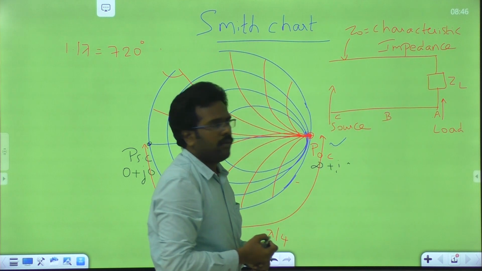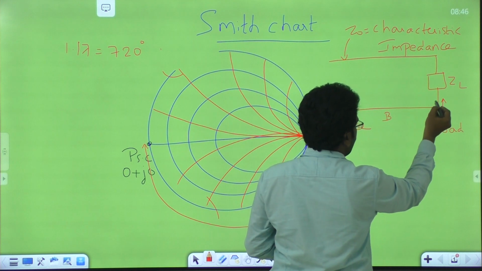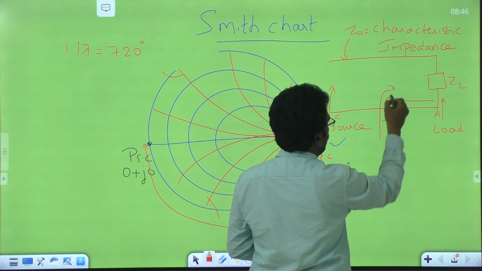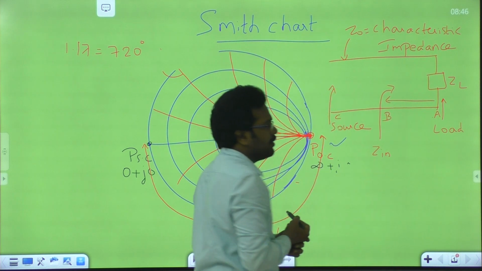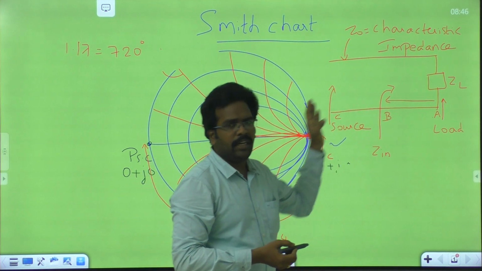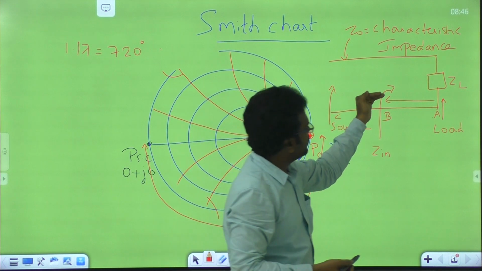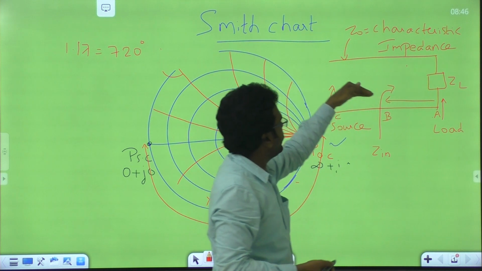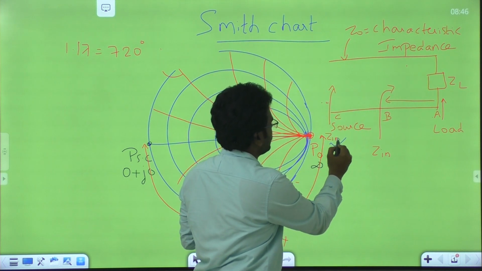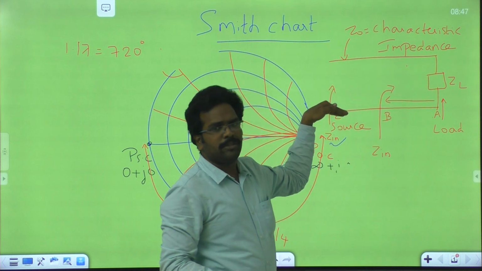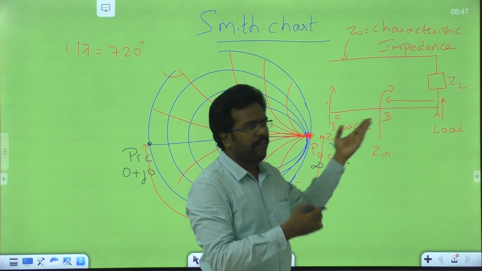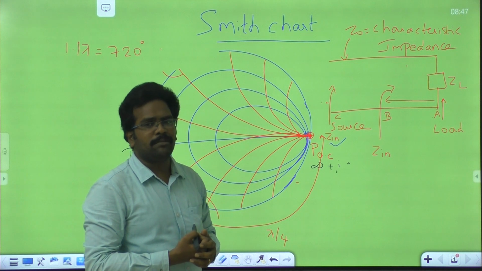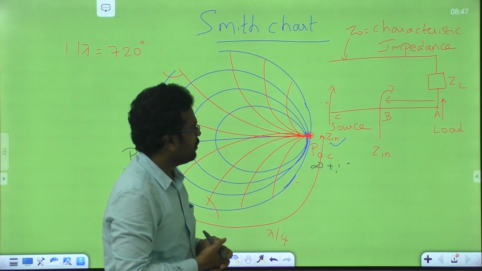Let us assume, for example, I'm moving from point A to point B. At this point, what is my input impedance? Because we know that if we move on the transmission line, the input impedance varies. Looking from this side, the load with this line is treated as the input impedance. That means as the length of the line varies, the input impedance varies. So how do we find the input impedance at any point on the line? For that, we have to follow some procedure.